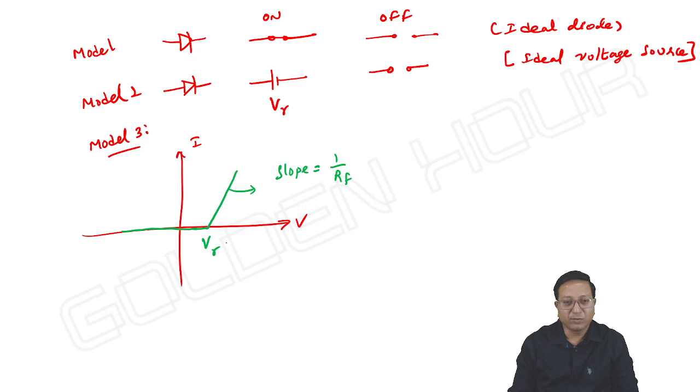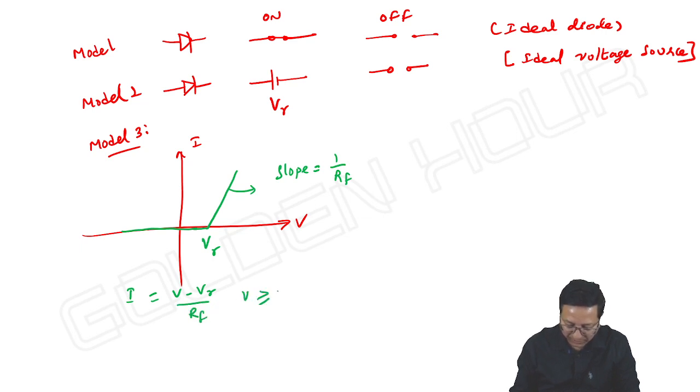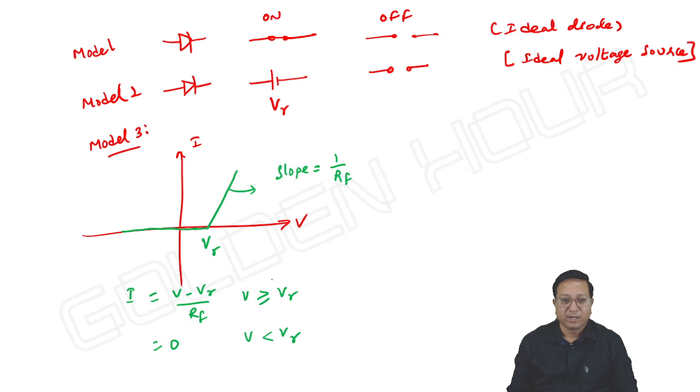And what about the current voltage relation? The current is given by I equals V minus V gamma by RF for V greater than or equal to V gamma, and is equal to 0 for V less than V gamma. And here, what is the equivalent circuit? Already we discussed all those things. From this, we can write V is equal to I into RF plus V gamma.